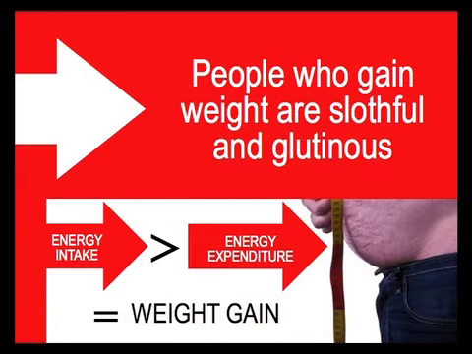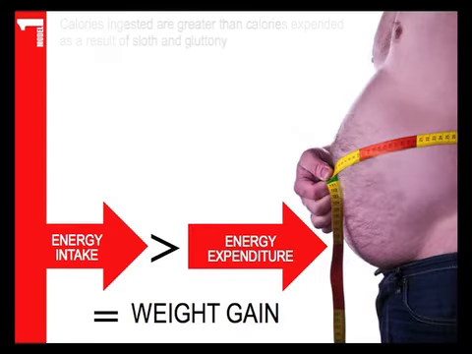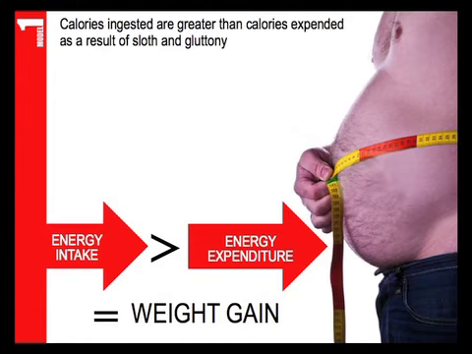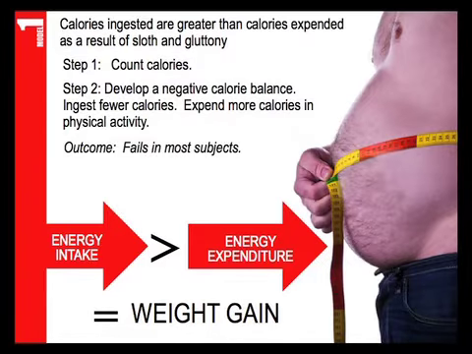So what we say then is that people who gain weight are slothful and gluttonous. If they just do more exercise and eat less, they would lose weight. The problem is that the model doesn't work. So this is what the model predicts. Calories ingested are greater than calories expended as a result of individual sloth and gluttony. So all you have to do is count calories and develop a negative calorie balance. You must ingest fewer calories, expend more calories in physical activity. And the outcome is it fails in most subjects. We know that. This method just simply doesn't work.